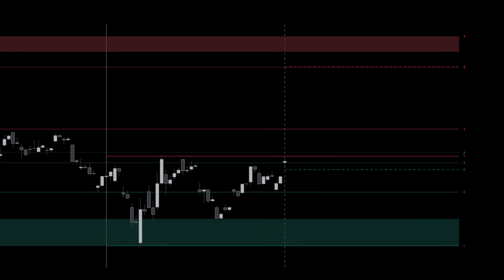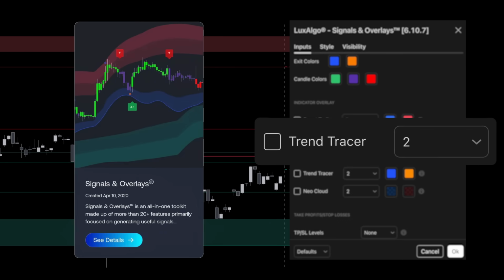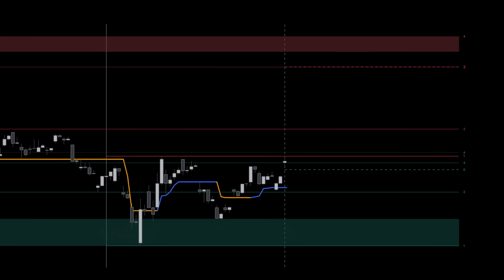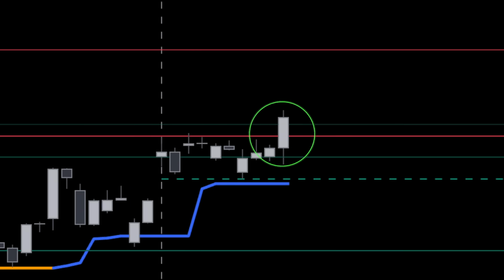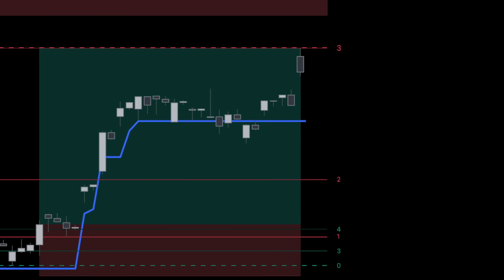To strengthen the setup, we'll now add the Signals and Overlays toolkit and enable the Trend Tracer. This tool is excellent for cutting through market noise and revealing the true direction. Once we start seeing candles closing above the 1 level and the Trend Tracer flips bullish, that's our signal. We set our stop just below the breakout level and our target at the level marked 3. Clean, straightforward, and highly effective.